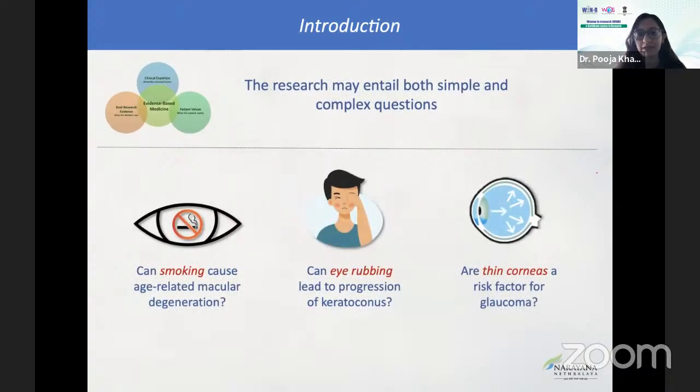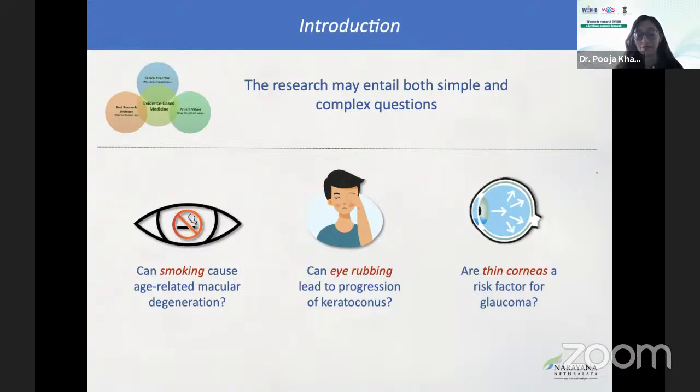As we are talking about a research question, the research may be anything, but it all starts with a question. It can be a simple question or a complex question. Let's just take ophthalmology, like what we are doing. Can smoking cause age-related macular degeneration? One of the hottest topics is, can eye rubbing lead to progression of keratoconus?